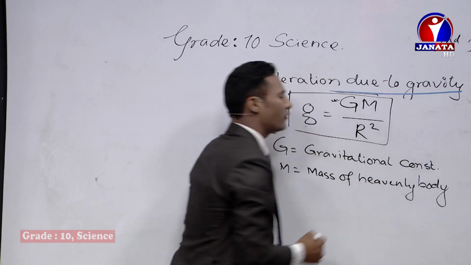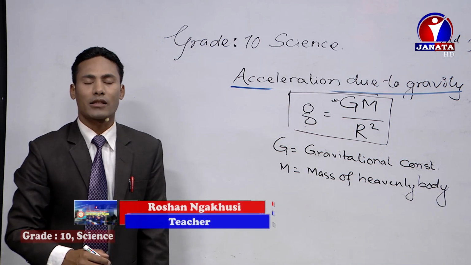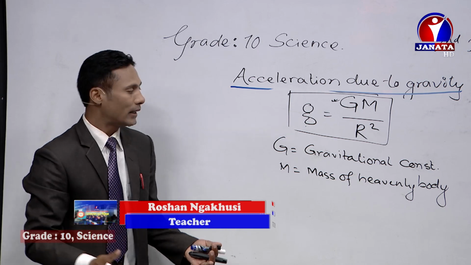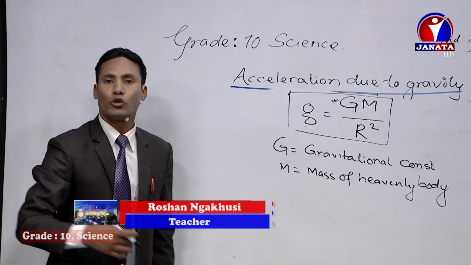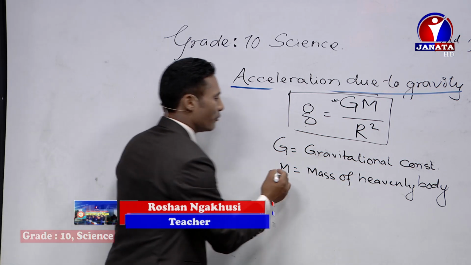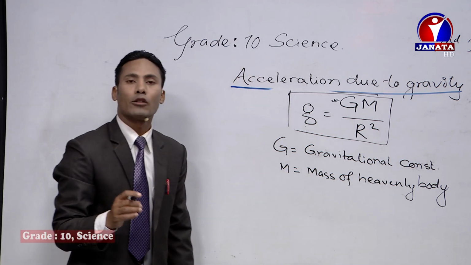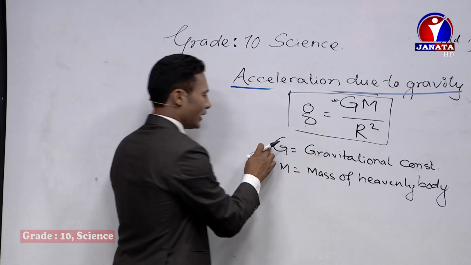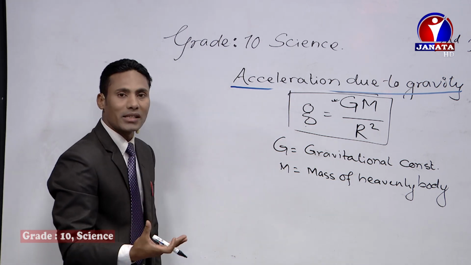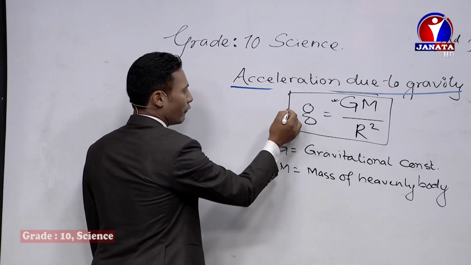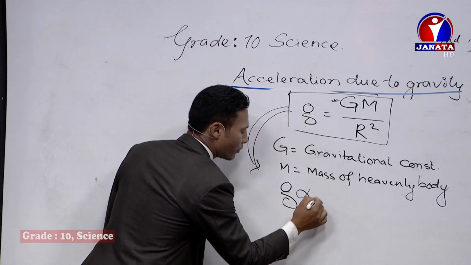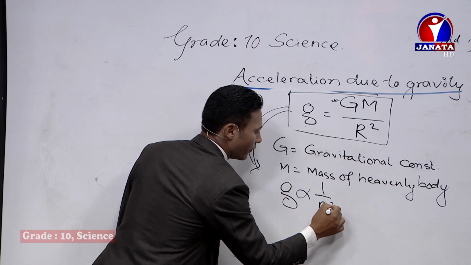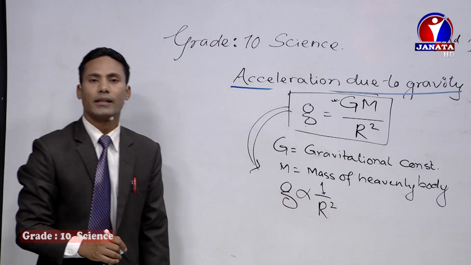And the mass of a heavenly body, for example the mass of the earth, is constant, right? Similarly, the mass of the moon is also constant, and the mass of Jupiter is also constant. That's why the mass of a heavenly body is also constant. So if both parameters are constant, then can we conclude from here that g is inversely proportional to the square of the radius, isn't it?